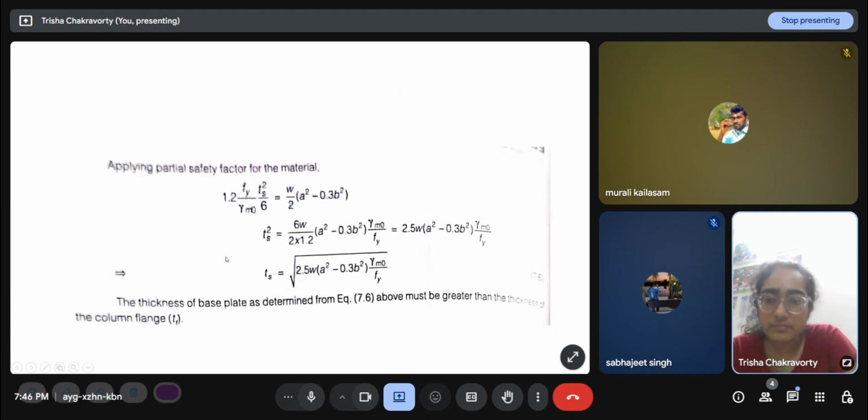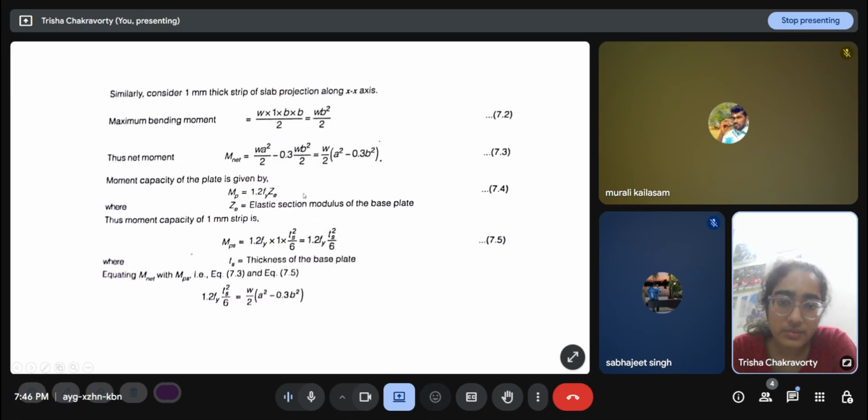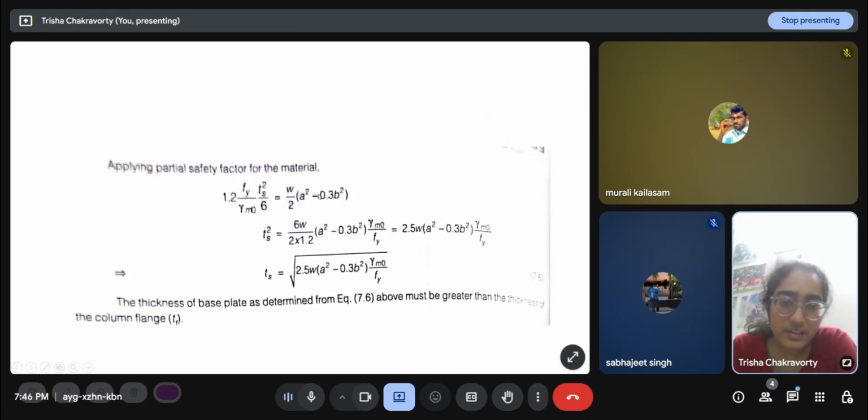So applying the partial safety factor, we get gamma m naught. So 1.2 Fy by gamma m naught, Ts square by 6 is w by 2, this quantity a square minus 0.3 b square. We just do some algebra here and we get the thickness of the base plate, which is what we want. And the thickness which we are providing should be greater than this minimum thickness. This is the minimum thickness, we have to provide more than that.